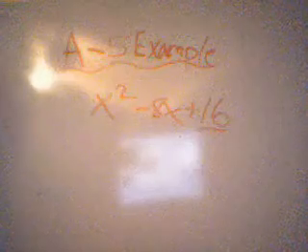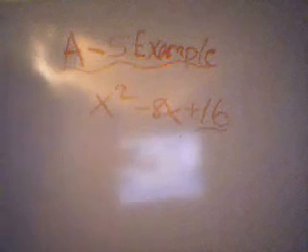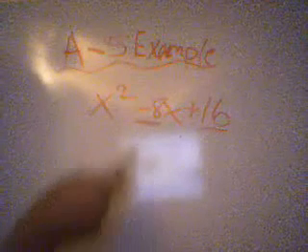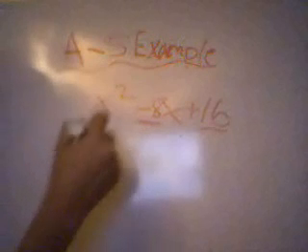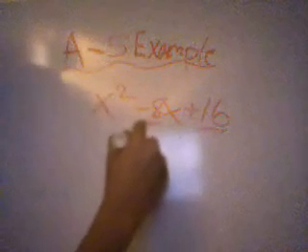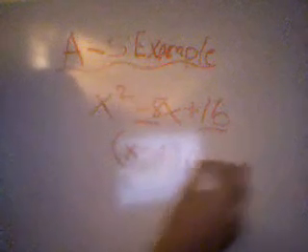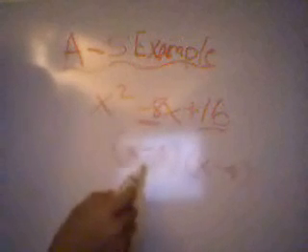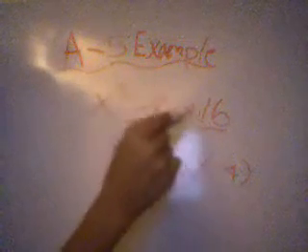Some trinomials have a constant that has a square root, but this is unique because 4 times 4 equals 16, and 4 plus 4 equals 8. Although 8 is negative, so it would be negative 4 and negative 4. Now, the factorization would be x minus 4 times x minus 4. Like I said, it is negative 4 because negative 4 plus negative 4 equals negative 8. And also, negative 4 times negative 4 equals 16.